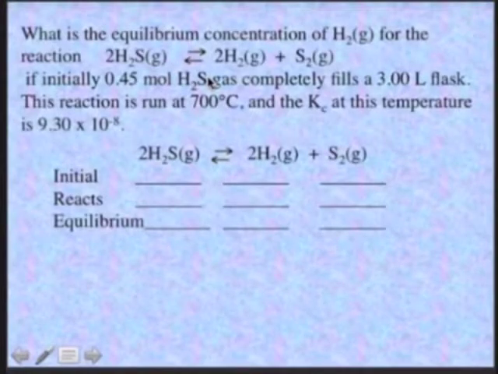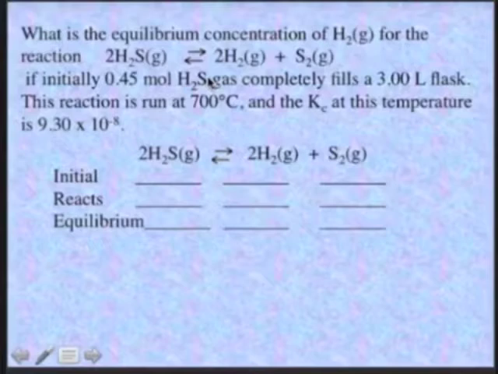All right, now what is the equilibrium concentration of hydrogen for the reaction 2H2S yields 2H2 plus S2 if initially 0.45 moles of H2S gas completely fills a 3-liter flask? This reaction is run at 700 degrees C, and the Kc is 9.3 times 10 to the minus 8. So if you have any idea how to do this problem, I want you to pause your playback and do it, and then come back to the video.